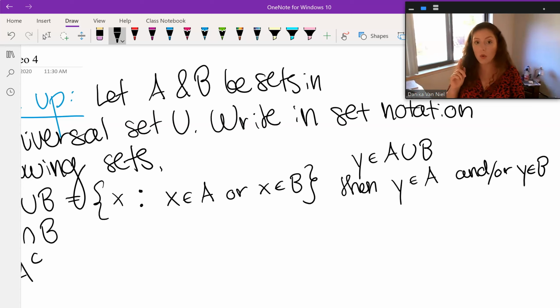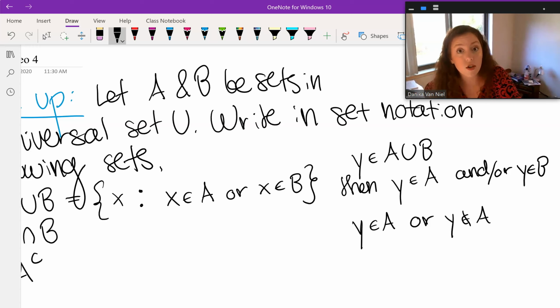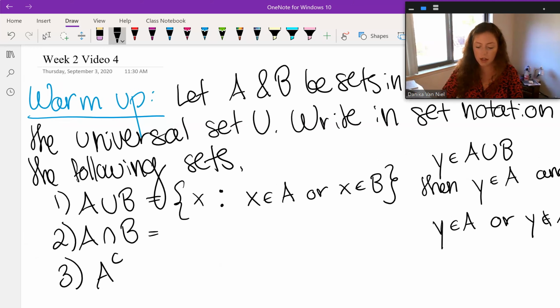Another example of a true dichotomy is Y is in A or Y is not in A. That's a true dichotomy. You can't say and/or with that. That is a strict or, either-or, because you can't be in A but then also not in A. See what I'm saying? I hope that made sense. All right, let's move on to the next one.